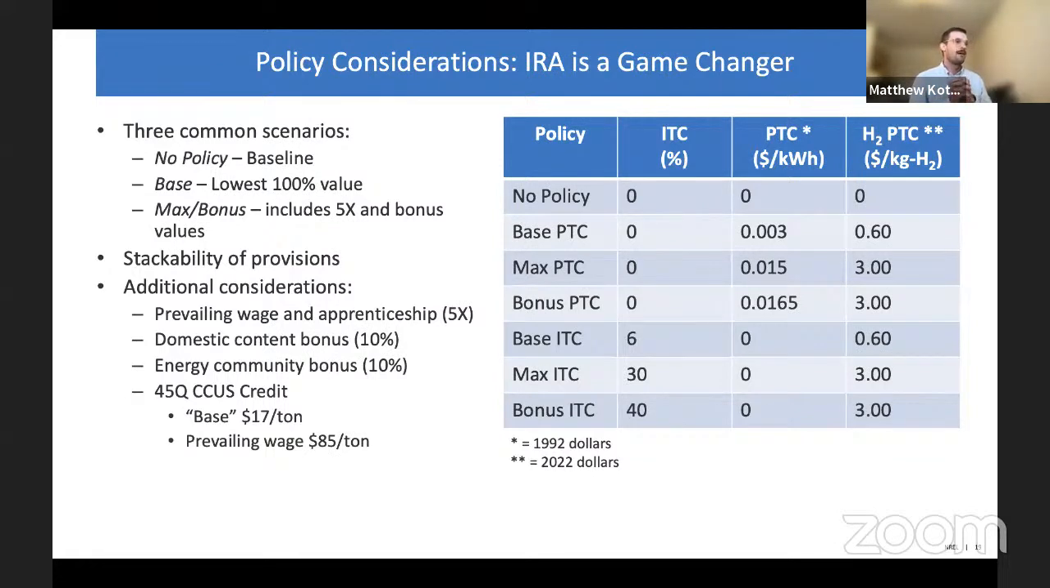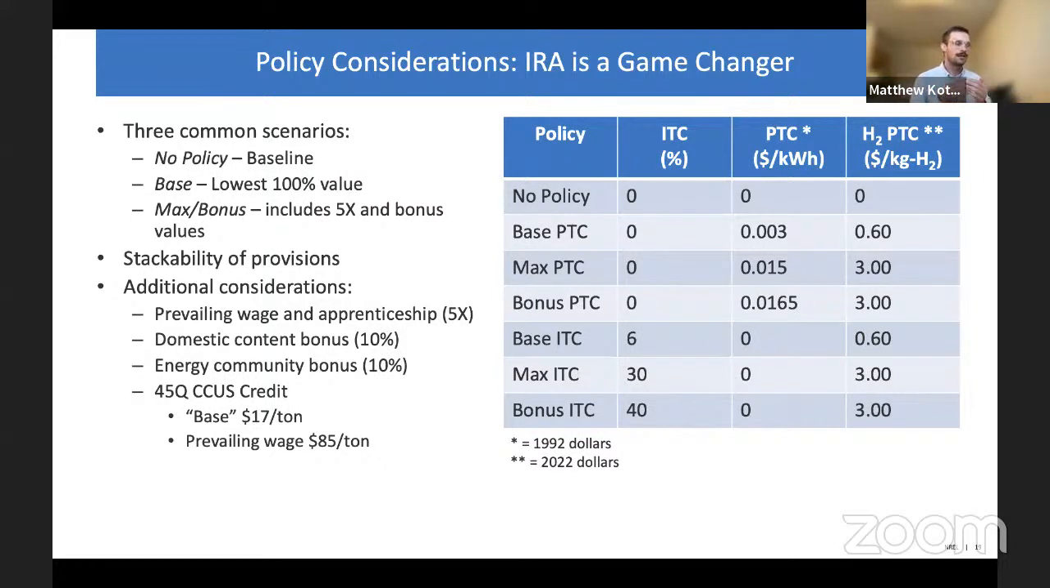And so within our research, the three common scenarios we do use is the no policy, followed by a policy scenario that we've been calling base, which is your lowest 100% value of your PTC and your ITC. And then of course we have a max or bonus scenario, which is a combination of including your prevailing wage and apprenticeship 5x multiplier, as well as the different bonus credits as we deem them applicable to our use cases.